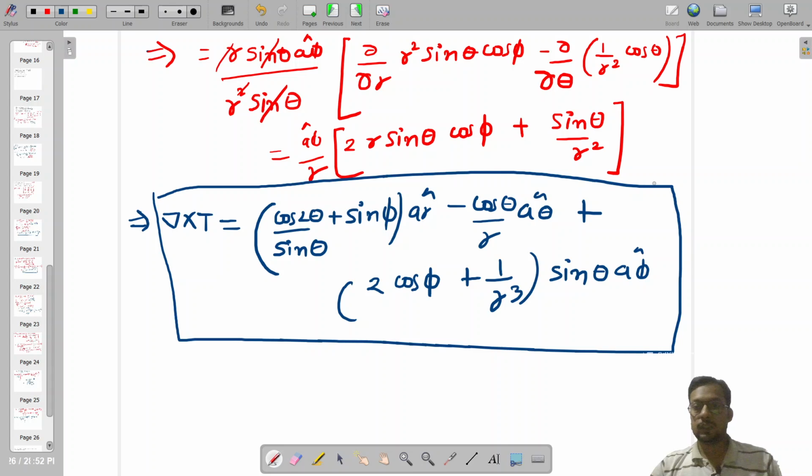So thank you students. We will continue our class with some more numerical problems on Stokes theorem, and then we will finally study what is the Laplacian of any scalar field in all the three orthogonal coordinate systems.